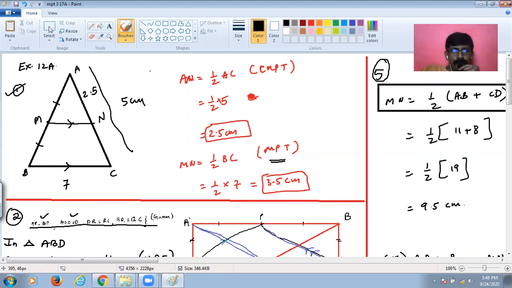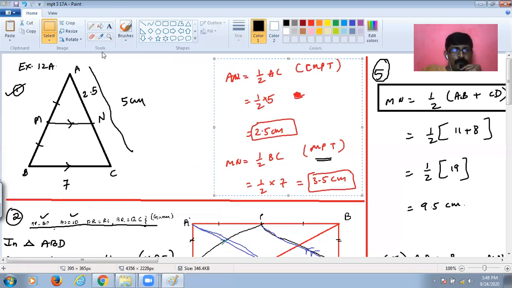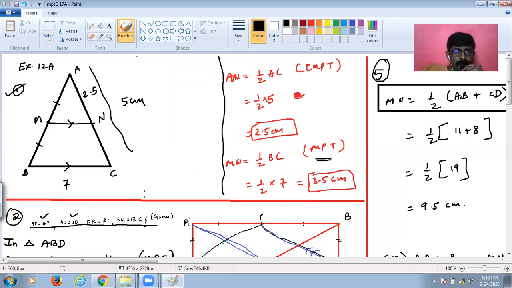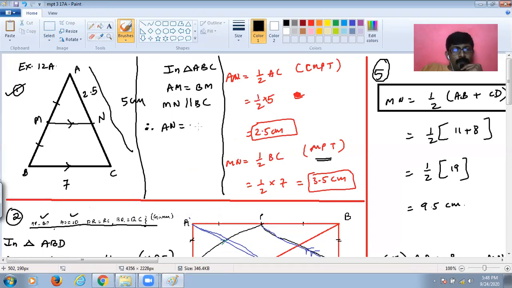Now, how to write it? Let me just show you. You cannot just write it down like this over here. उसके पहले थोड़ा सा आपको background लिखना पड़ेगा. So let me teach you how to write the background. So आपको पहले लिखना पड़ेगा. Let's say over here, in triangle ABC, AM is equal to BM. This is given, and MN is parallel to BC. This is also given. Therefore, AN is equal to CN by CMPT, that is, by converse of midpoint theorem, isn't it?